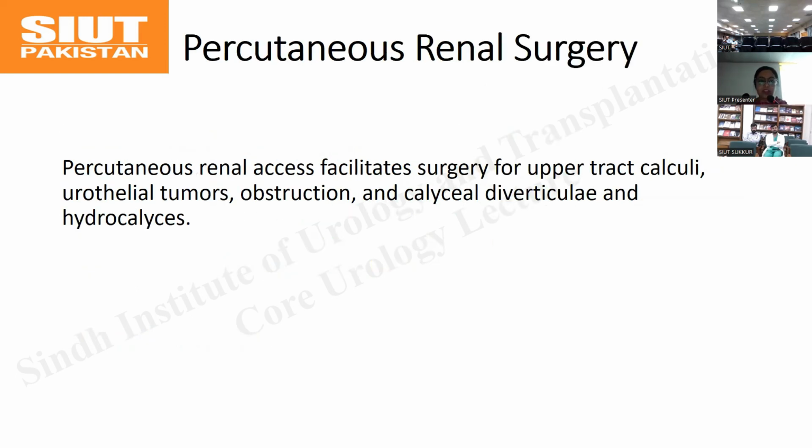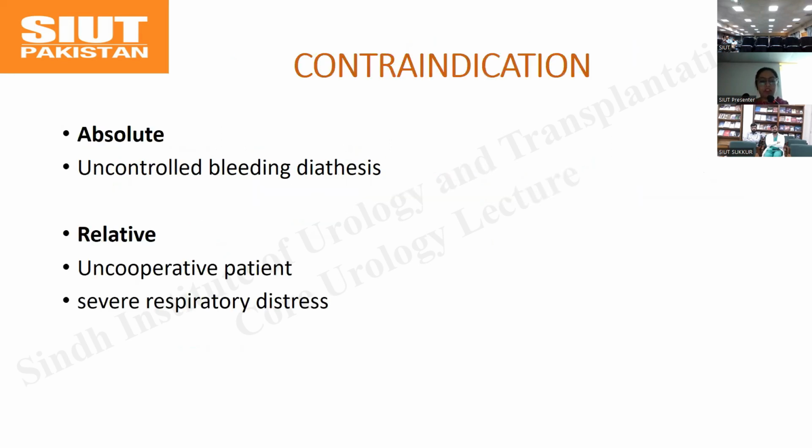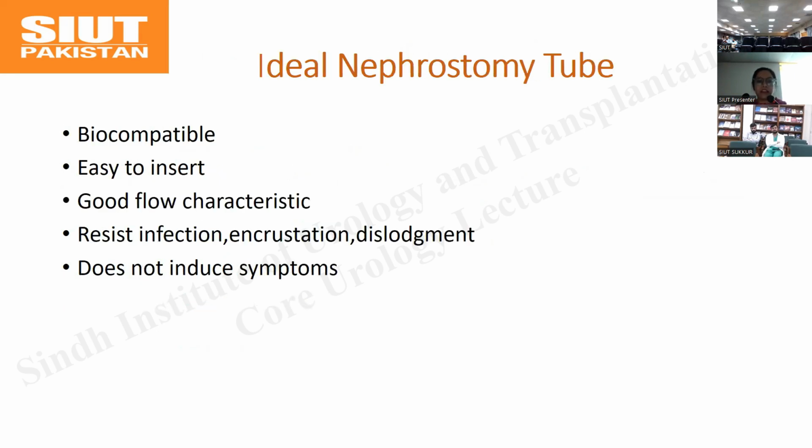Percutaneous renal surgery: percutaneous renal access facilitates surgery for upper tract calculi, urothelial tumors, obstruction, and caliceal diverticula and hydrocalycosis. Contraindications for percutaneous drainage would be uncontrolled bleeding diathesis, an uncooperative patient, and severe respiratory distress. An ideal nephrostomy tube should... So, who will summarize what are the indications of PCN?